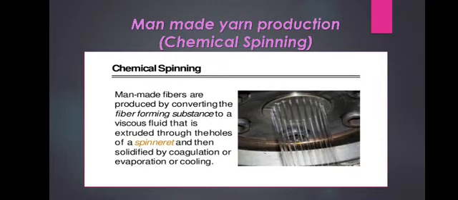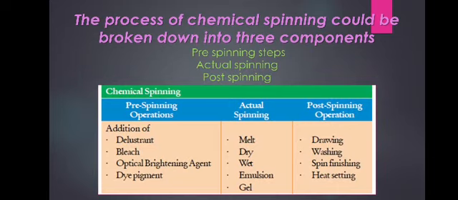Man-made fibers are produced by converting the fiber-forming substance to a viscous fluid that is extruded through the holes of a spinneret and then solidified by coagulation, evaporation or cooling. The process of chemical spinning is classified into pre-spinning process, actual spinning and post-spinning process. In the pre-spinning process, the spinning solution is manufactured. In the spinning solution itself, delustrants, bleaches, optical brightening agents and dye pigments are added. This is the formation of the spinning solution.